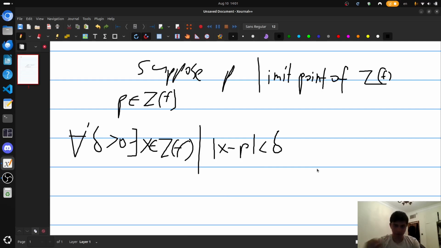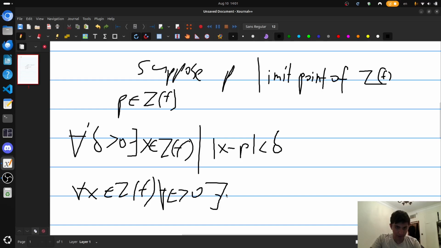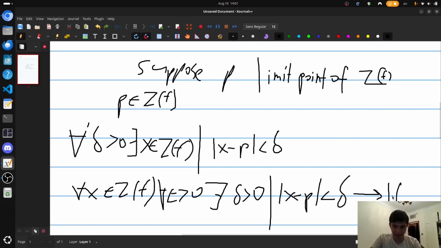Okay, so we have this, and we know for all x in z of f, we know f is continuous, so we have the following: for all x in z of f, for all epsilon greater than 0, there exists delta greater than 0, such that x minus p less than delta implies f of x. Let me just think about this real quick.